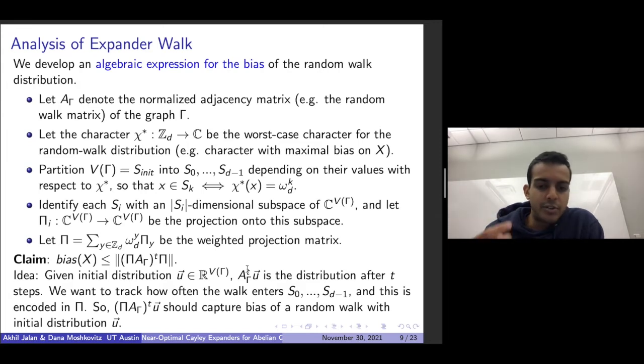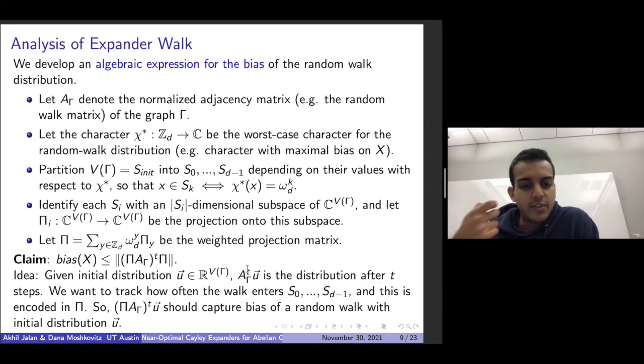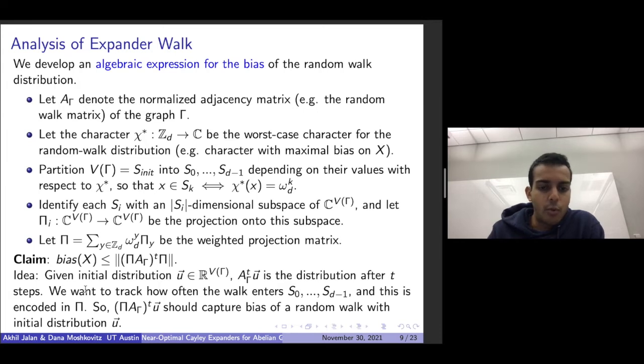But for us, we want to track how often that random walk enters the buckets that we've defined. And so for each step, we need to scale by this pi matrix so that we can encode how often the walk enters each of these buckets. So when we want to analyze bias, we should actually analyze the vector pi times A gamma all to the tth power times the initial distribution u. And this will somehow capture the bias of the random walk.